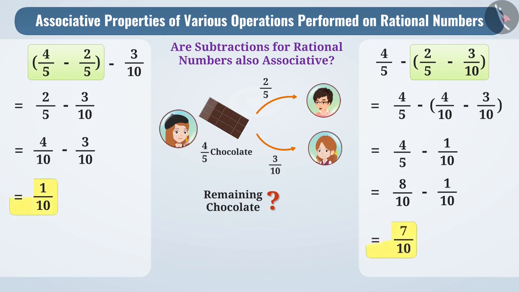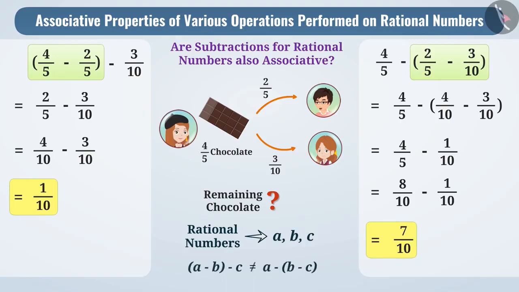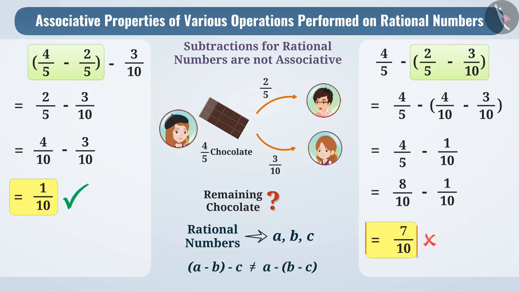Here, the results are not the same in both cases. Therefore, any three rational numbers a, b, and c cannot be grouped in any way. It is necessary to subtract them in the given order. We can say that subtraction for rational numbers is not associative. Here the result of the first case is correct and the result of the second case is wrong. So, we can say that Aditi has 1/10 chocolate left.